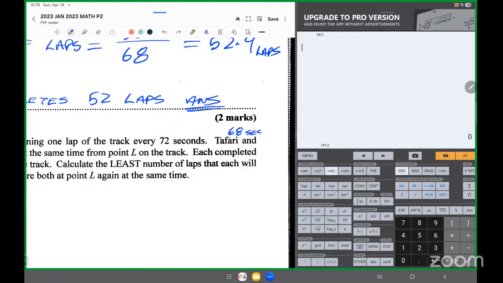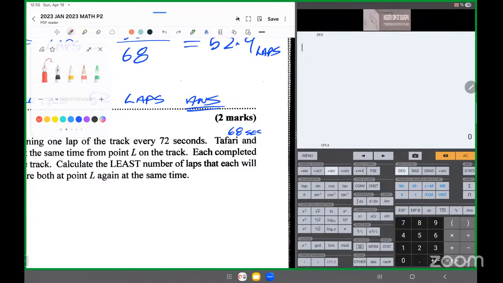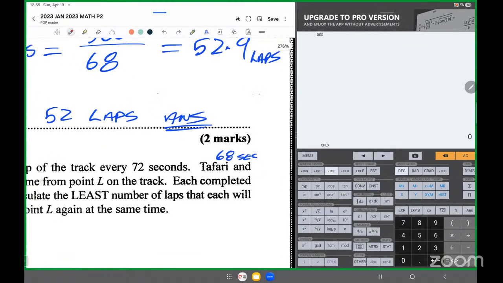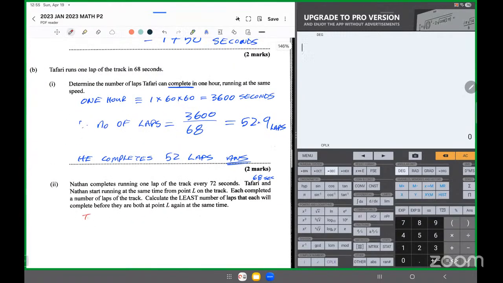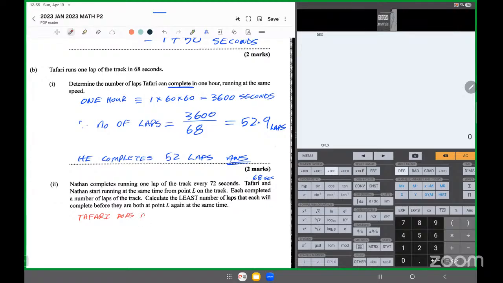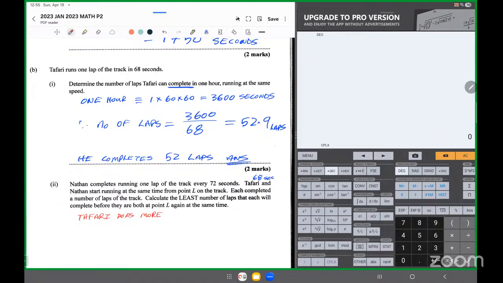So Tafari is going to be doing more laps, isn't he? Because he's completing laps in a shorter time, right? So Tafari will do more laps than him in the same time. You can make a note of that. Tafari went faster than him. They're doing it in a shorter time. Tafari does more laps in the same time.